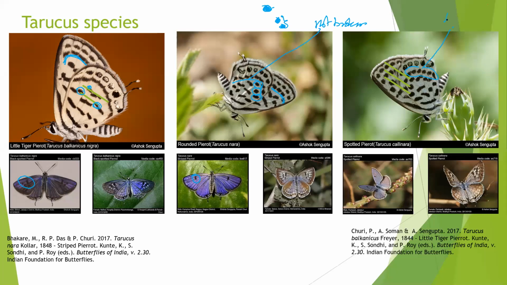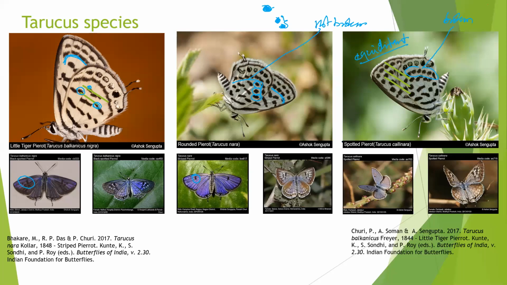The third one, which is found here, is Calinara, where the post-discal band is broken into spots. Second, the spots in the spaces 5, 6, and 7 are equidistant. That makes you very comfortable now. You can distinguish this Calinara, which is a very distinct species, when you see this post-discal band broken and the three spots in line. So when you see them in the field, it will be easy for you to understand.